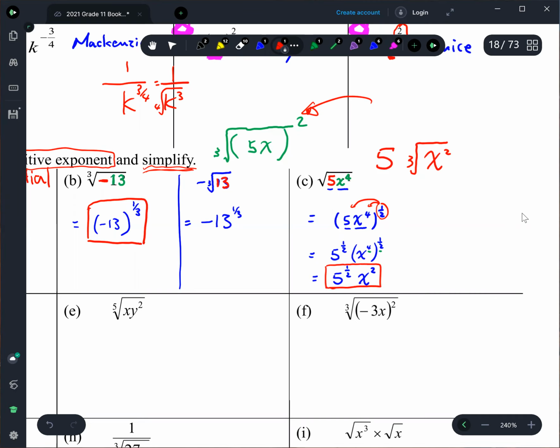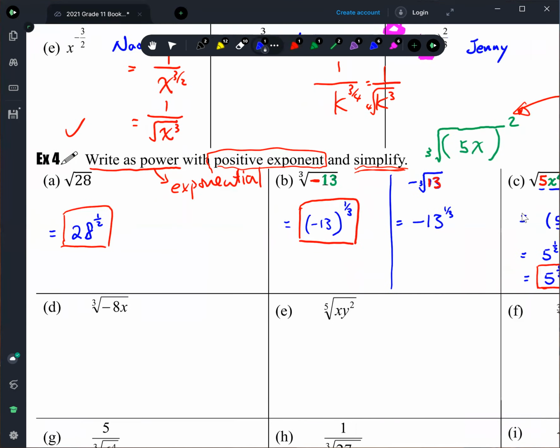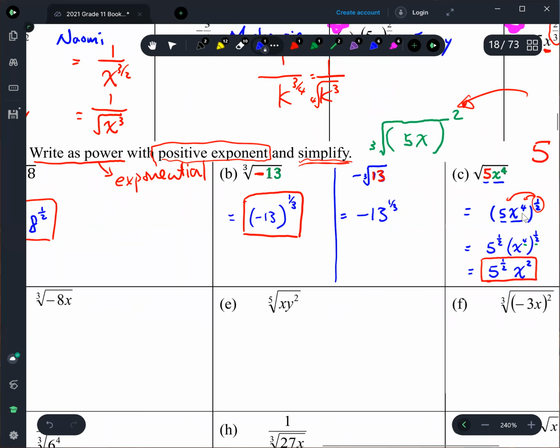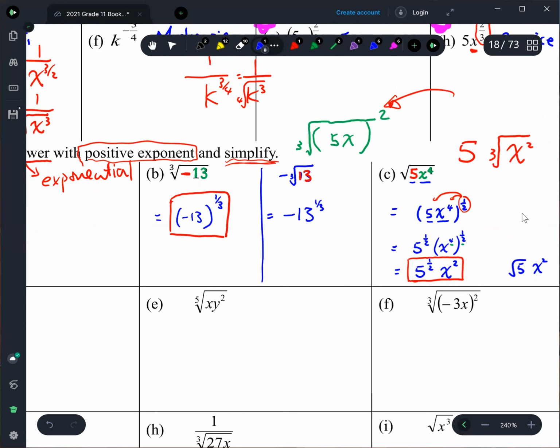You don't need to turn it into square roots, okay? 5 to the half, of course, is the same as root 5 x squared. You don't need to write it like that. Just leave an exponent because the question says write it as a power with positive exponent. So keep the exponent there. Because 5, if you square root it, you couldn't simplify. We want to simplify as far as you can.